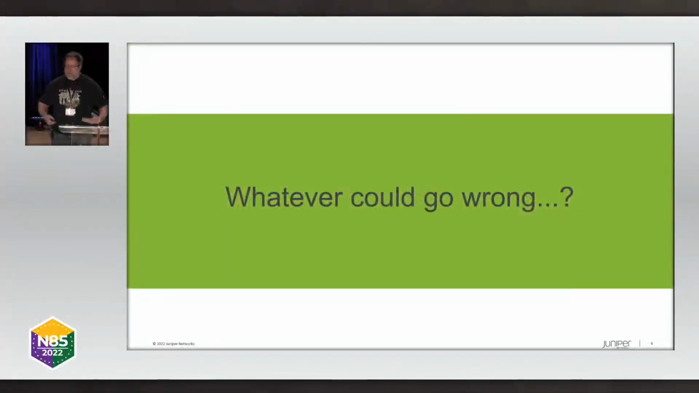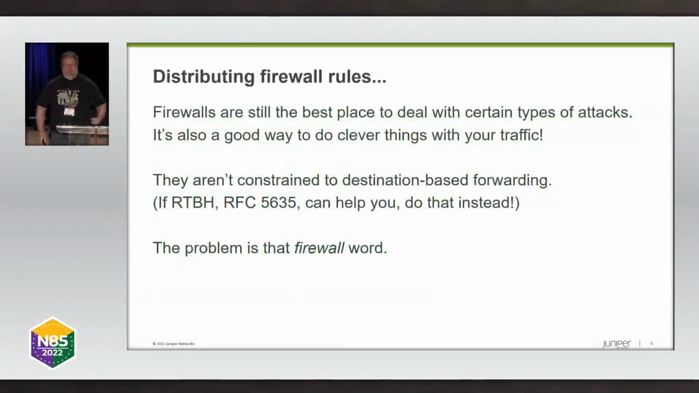So the problem is, whatever could go wrong. And we all know this because we actually get to see this stuff pop up in the news when it does go wrong. Because Flowspec is about distributing firewall rules, and firewall rules are sometimes the best place to solve specific types of attacks. It's also a good way to do really clever things. Especially if you have the ability to interact with features that are popular in Flowspec, like redirect to VRF and redirect to IP, they let you take this traffic and send it somewhere else on your network to do something useful with it.